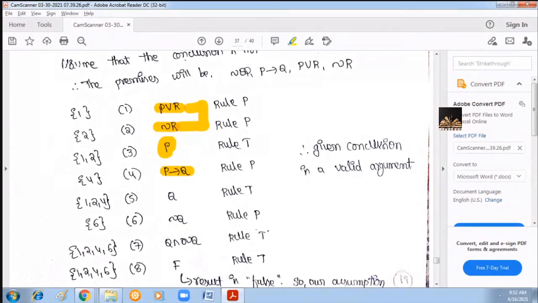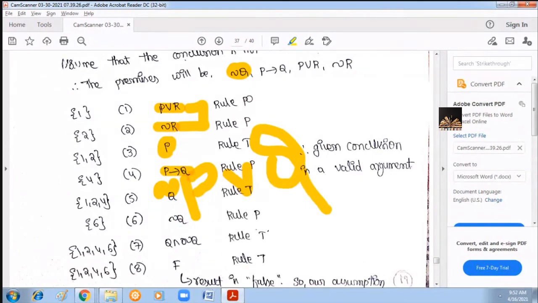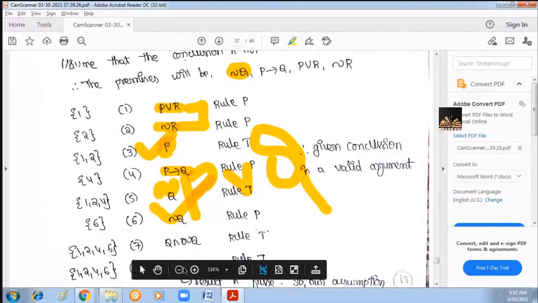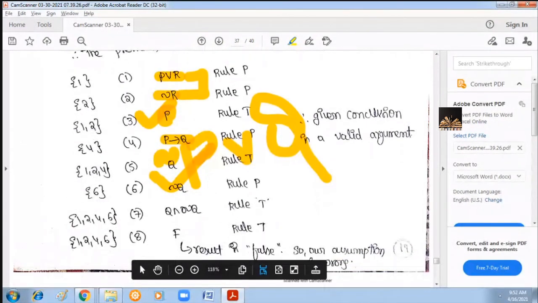So when you take one more premise, negation Q, what will you get? From here you get negation P or Q, right? When you take negation Q as one more premise, this negation Q and Q will get cancelled. Left over will be negation P. So in the sixth step, you will get negation P. When you combine this with the third step, P and negation P, you will get false as your answer.